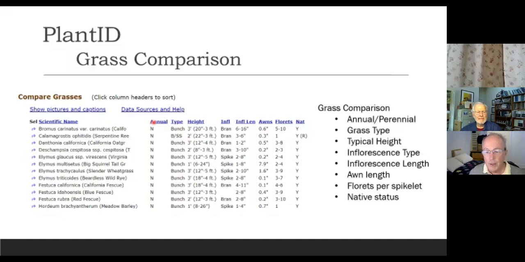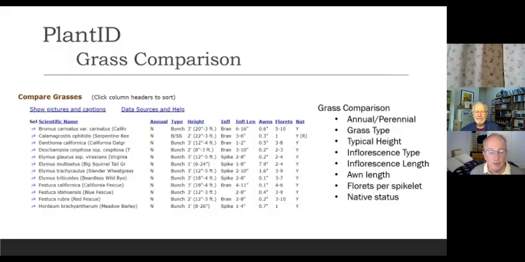Other columns are grass type, which could be bunch, single stem, rush, or sedge, typical height, inflorescence type, branch or spike-like, inflorescence length, the height, grass height above the leaves, awn length, florets per spikelet, and native status.